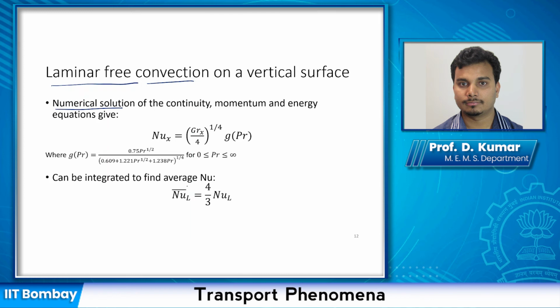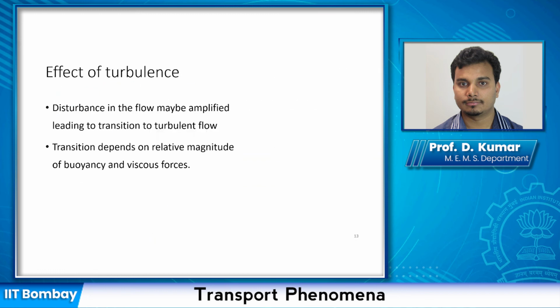One can integrate this, so that your average Nusselt number up to a certain distance L will be 4/3 times the Nusselt number at that location. This was the equation for laminar flow. Now you could have turbulent flow. As your boundary layer keeps growing, somewhere you will have instability, and in these regions you will have turbulence, with eddies and all those things.